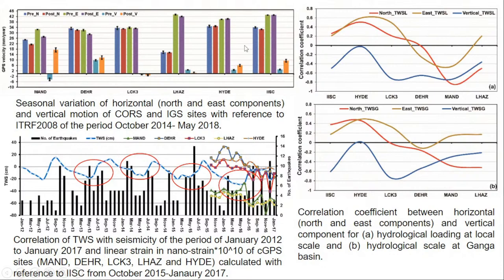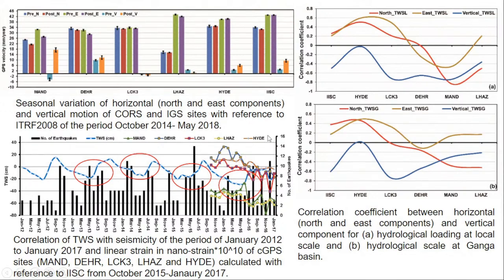Then this is the peninsular region. We can see the horizontal movement is not very significant, but the vertical movement is significant, and we can see more movement in post-monsoon than in pre-monsoon. And this correlation is there. So you can see this is the number of earthquakes, this is the terrestrial water storage, and this is the strain rate. When the strain rate is going down, it tells that compression is more, and when the strain rate is going up, extension is more.